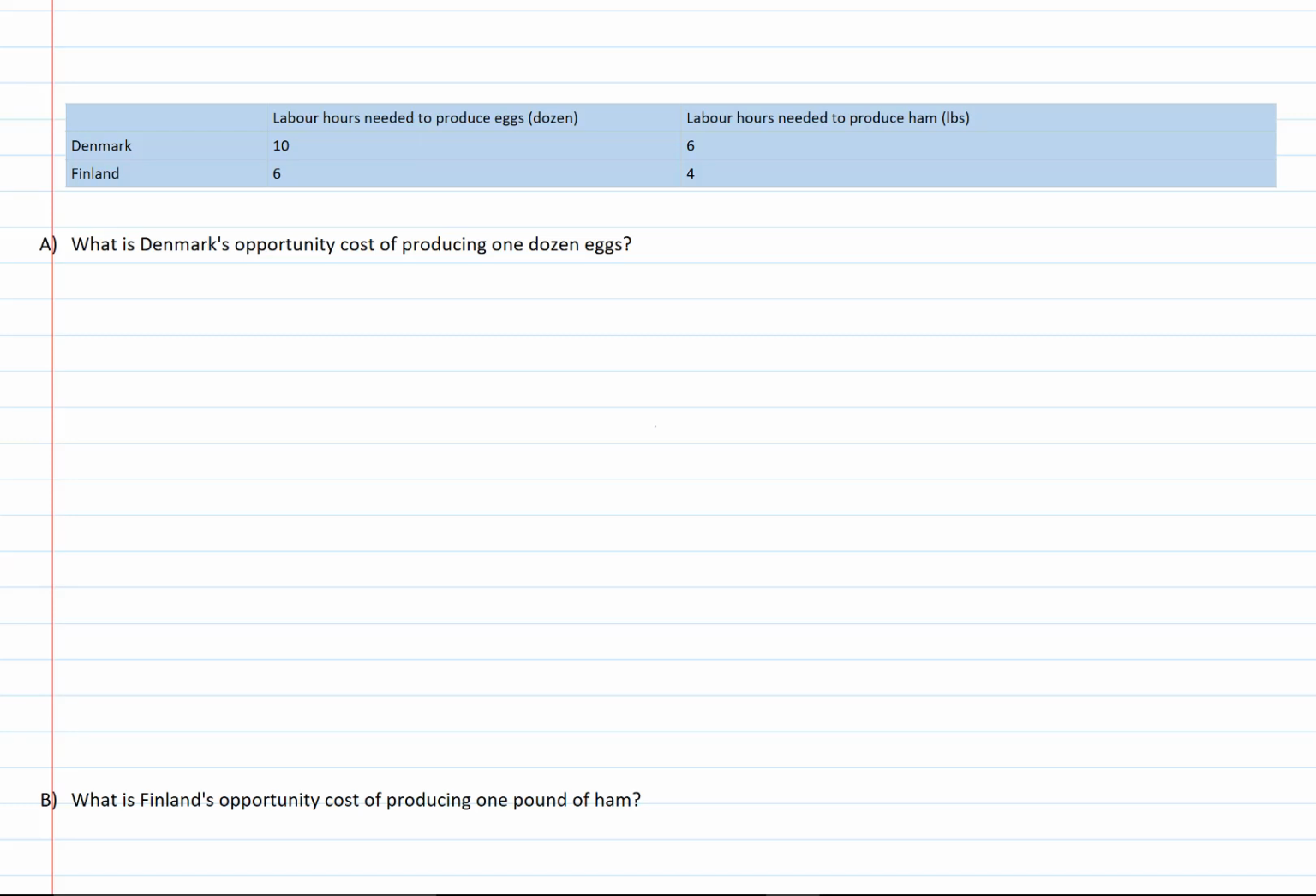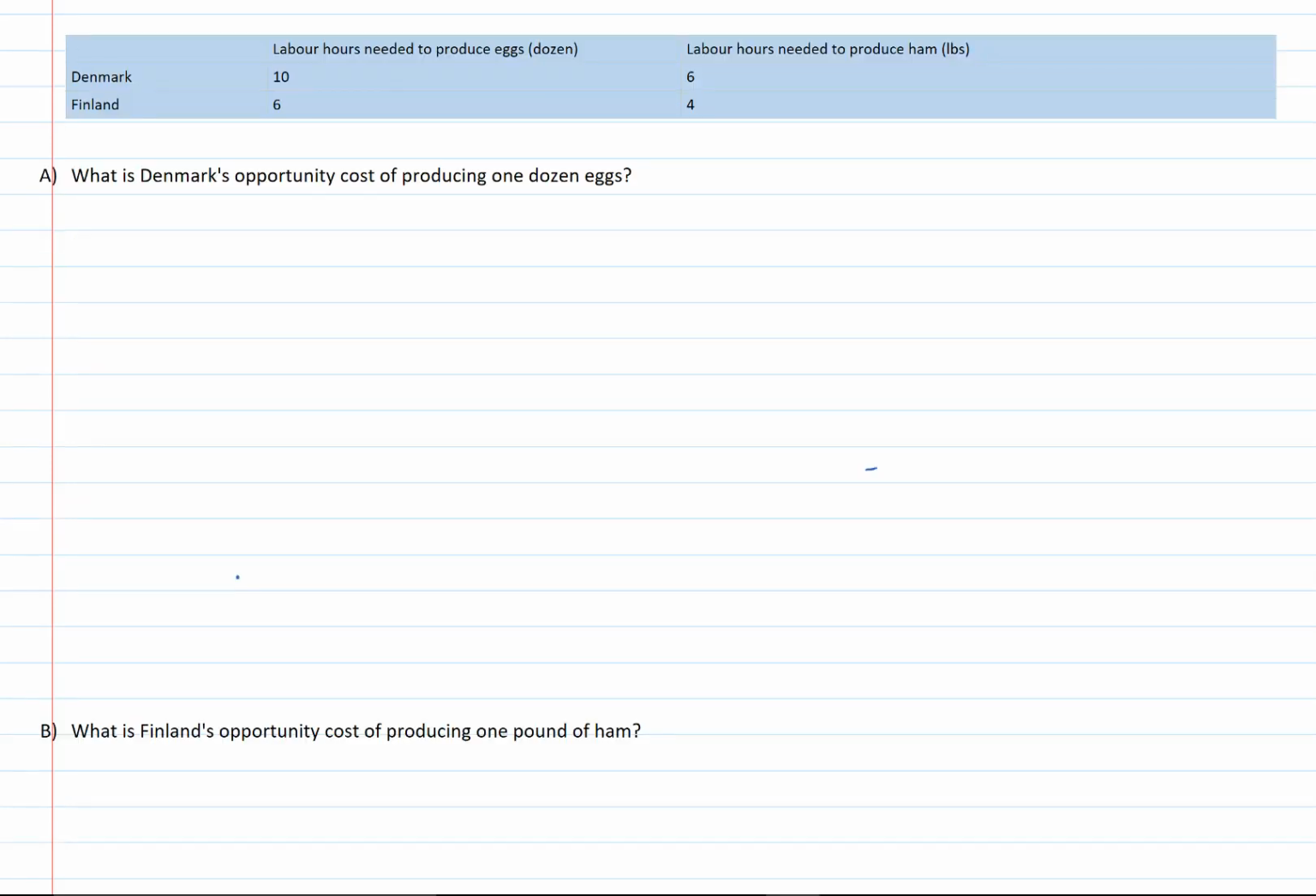In this video, we're going to solve two questions where we're asked the opportunity cost when we're given the input method of production. The first question asks us, what is Denmark's opportunity cost of producing 1 dozen eggs? The first step to answering this problem is to realize that we're given the production in terms of inputs needed to produce each of the goods. So it's the input method of production.